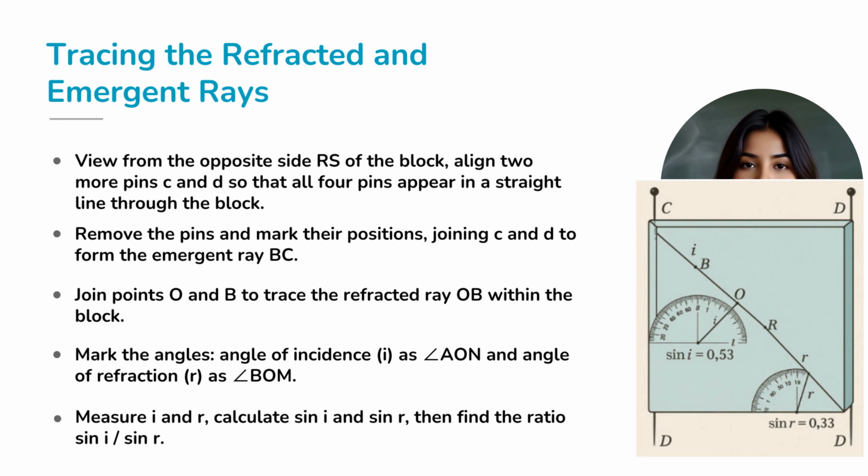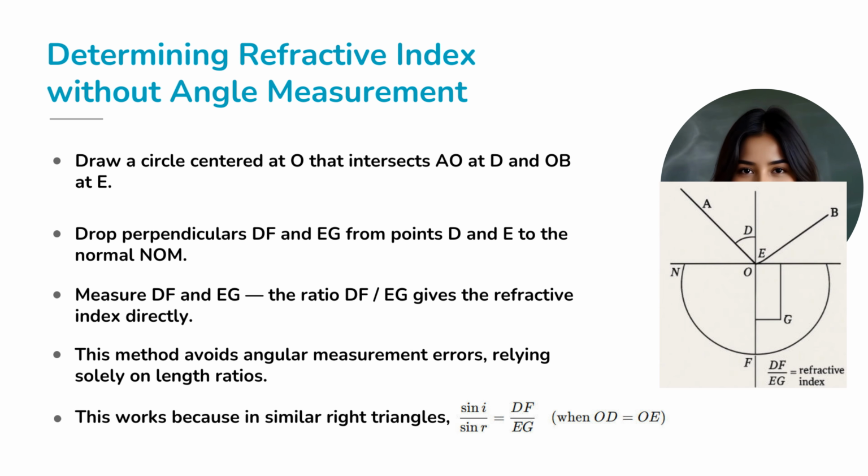Next, join O and B, that's the refracted ray OB inside the block. Using our protractor, we measure the angle of incidence I as angle AON and the angle of refraction R as angle BOM. With these, we can calculate sin I and sin R, and finally their ratio, sin I over sin R. Sometimes we want to avoid angular measurements altogether as they can introduce errors.